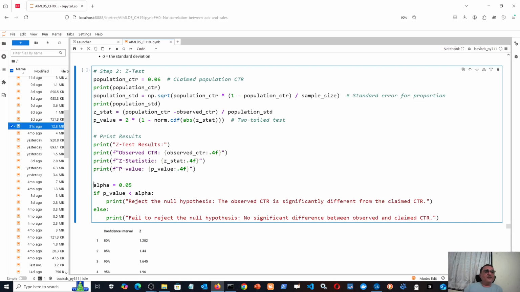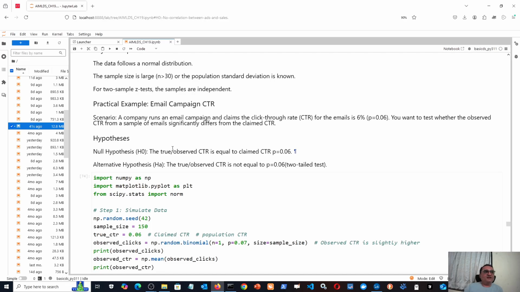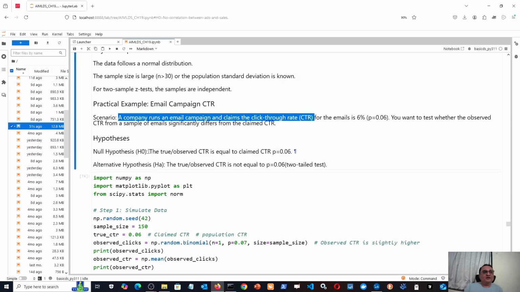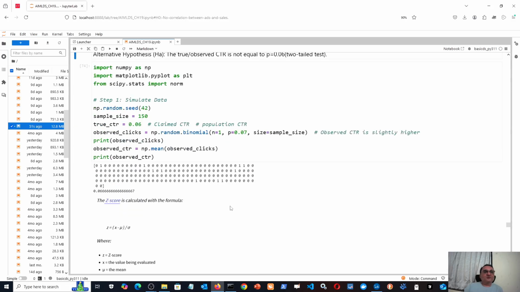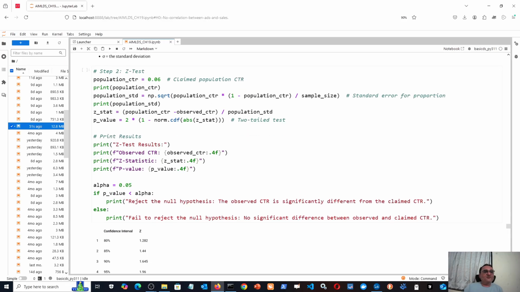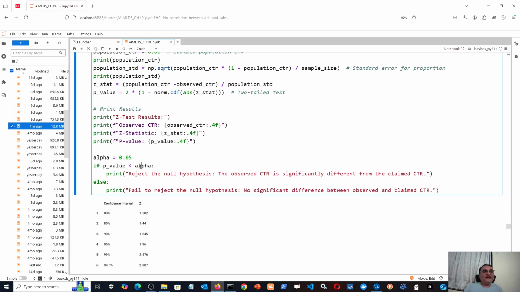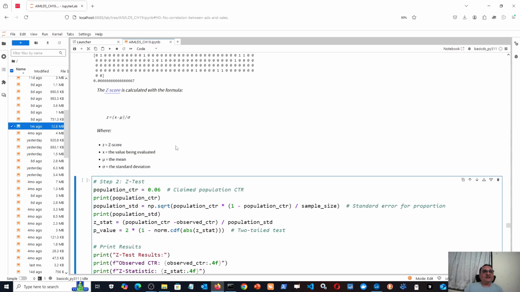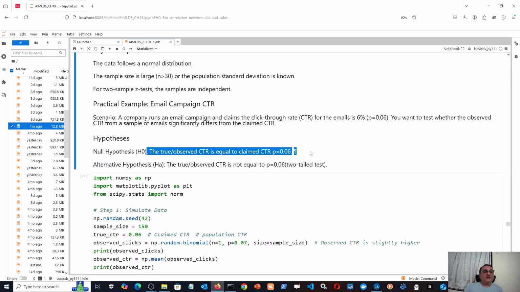Whatever p value comes, I will print it here, and thereafter it is the same thing: if p is less than alpha, then I will reject the null hypothesis. My null hypothesis says that true and observed click-through rates are equal, which means whatever the marketing company claimed is correct, and there is no anomaly in its claim. So normally, all normal, everything well and good, that is always the null hypothesis. But if by chance the p value comes out greater than alpha, 0.05, then I will say that I fail to reject the null hypothesis, which means I cannot reject this.